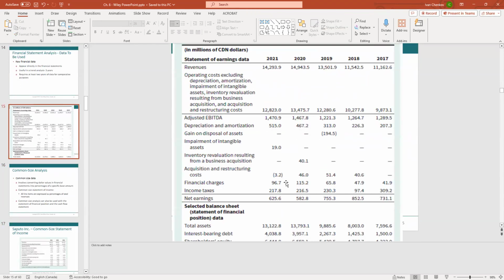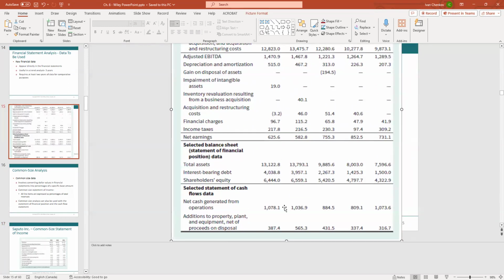After that, we have to focus on the next statement, which is the balance sheet. We're going to get how much is the total assets, how much is the debt on which we pay those financial charges, how much is the shareholders' equity. From the cash flow statement, we're going to get how much is the cash from the operations, operating activities, and how much we spend to renew our long-term assets.